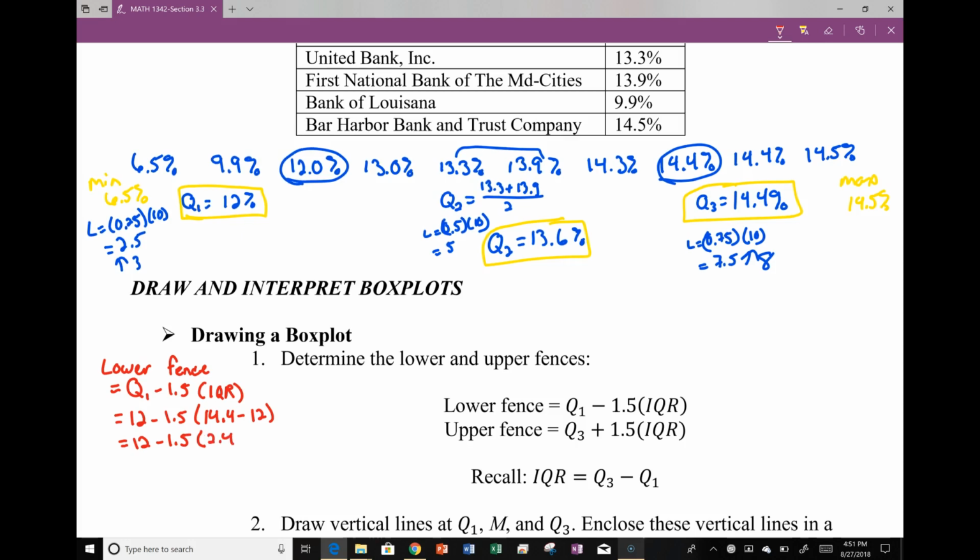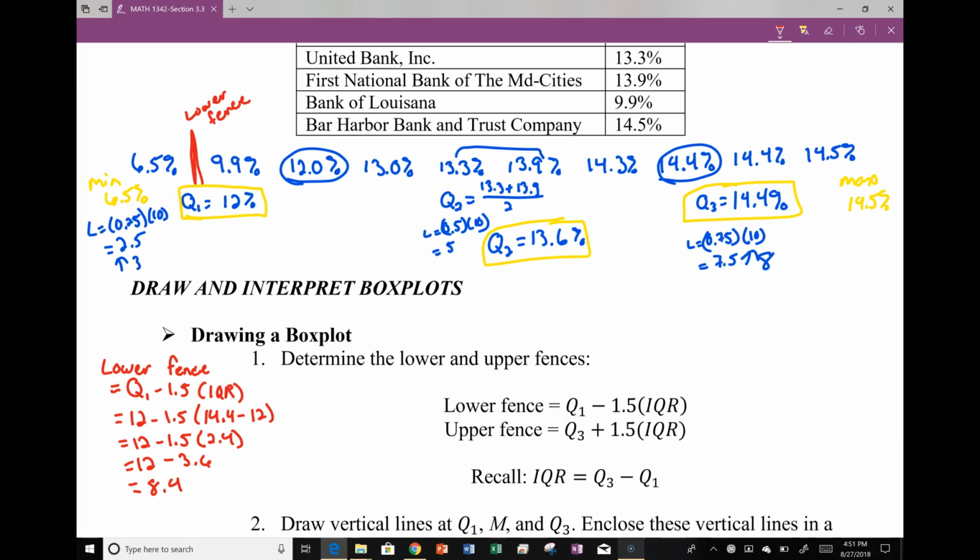Notice I'm doing what's inside that parentheses or the grouping symbols first. Then I'm going to do this multiplication. So I get 12 minus 3.6. 3.6 is 1.5 times 2.4. 12 minus 3.6 gives me an 8.4. I'm going to come up here to my line of numbers in order. And 8.4 is between 6.5 and 9.9. So this is my, nope, not my upper fence. It's my lower fence. So my lower fence is here.